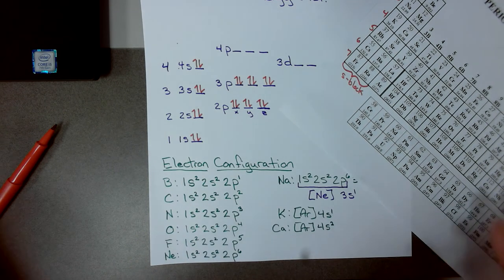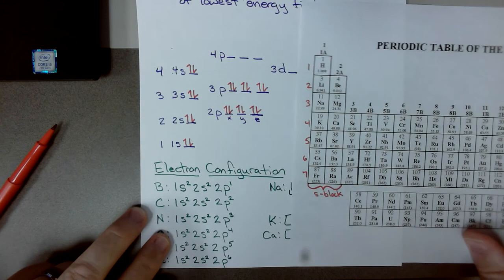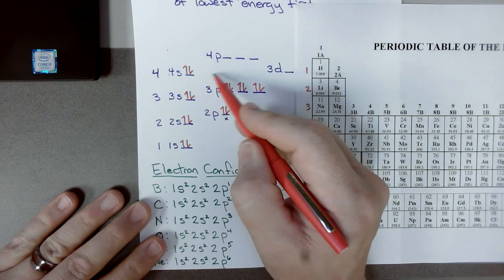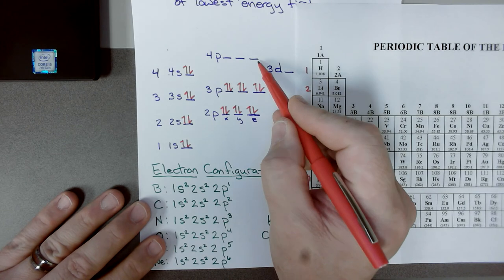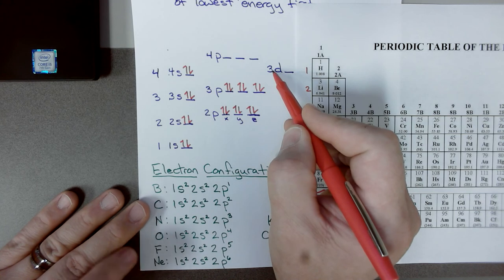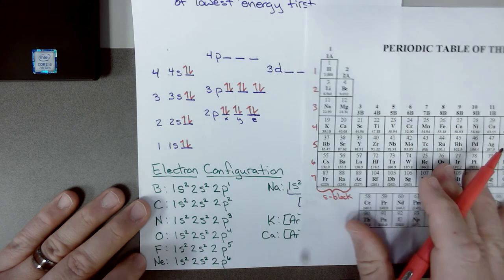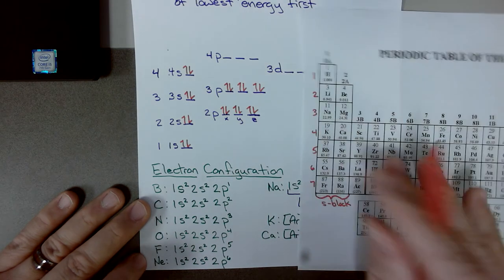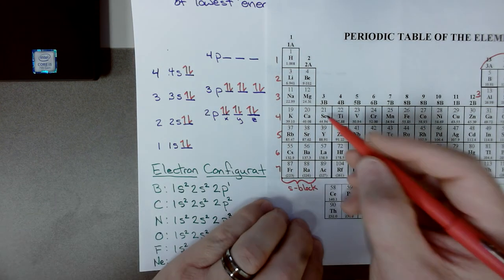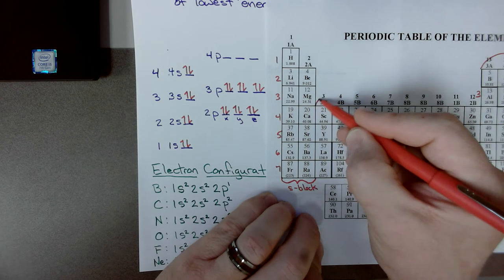Now, the next element, we don't jump up to the 4P. What we notice here is that the D is slightly lower than 4P and a little bit higher than 4S. So the 3D is the next one that goes in. So if I'm looking at scandium right here, number 21, that's 21 electrons, you'll notice that it is in what we call the D block.